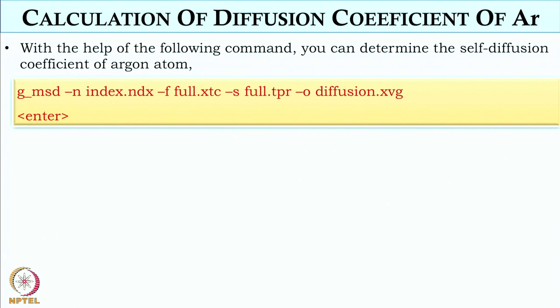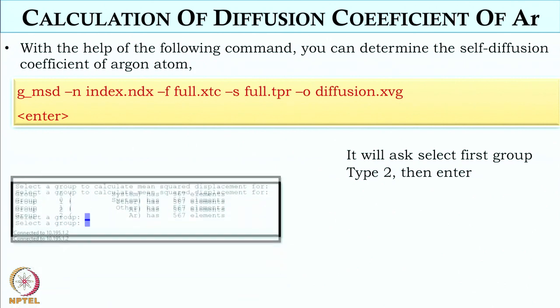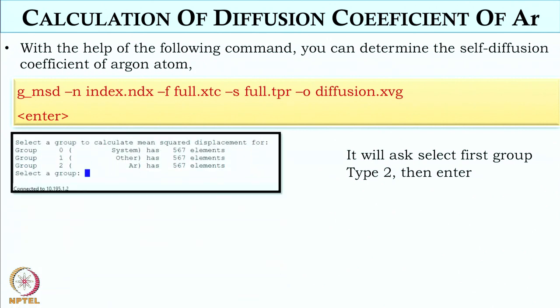Okay, so what are the next things we have? Now, if you want to calculate the diffusion coefficient of the argon atom, we use g_msd, where MSD is the mean square displacement. So you can calculate the diffusion coefficient of argon. Here also we need the same input files: index.ndx, full.xtc and full.tpr, and then -o diffusion.xvg. If we type it, again it will ask to select a group, for which atom or group we want to calculate the diffusion coefficient. Since 0, 1, 2 all contain the same information, we'll just type 2.